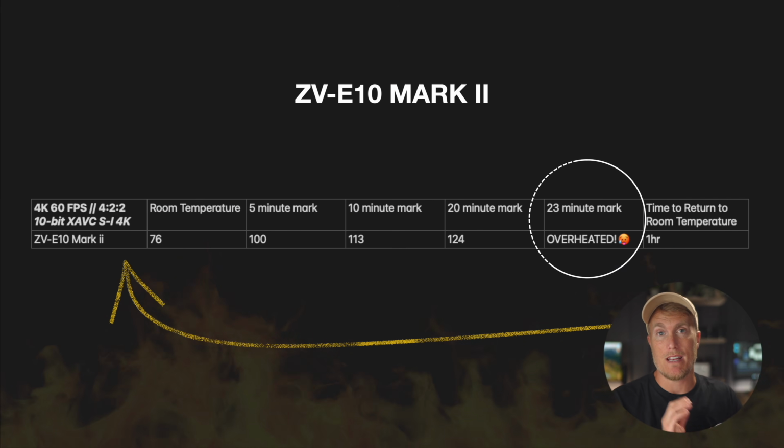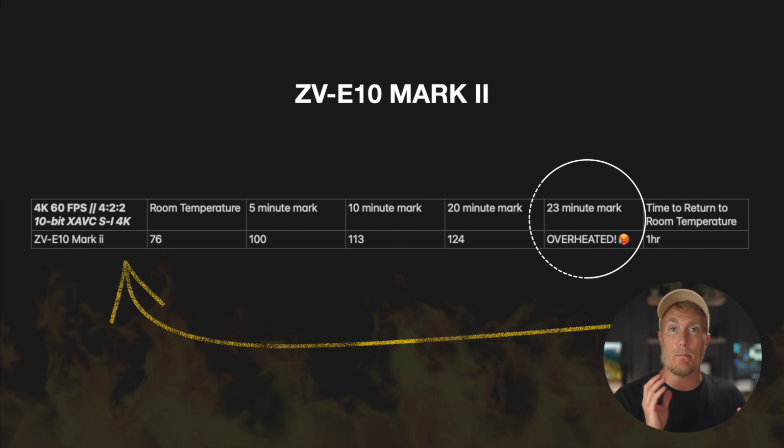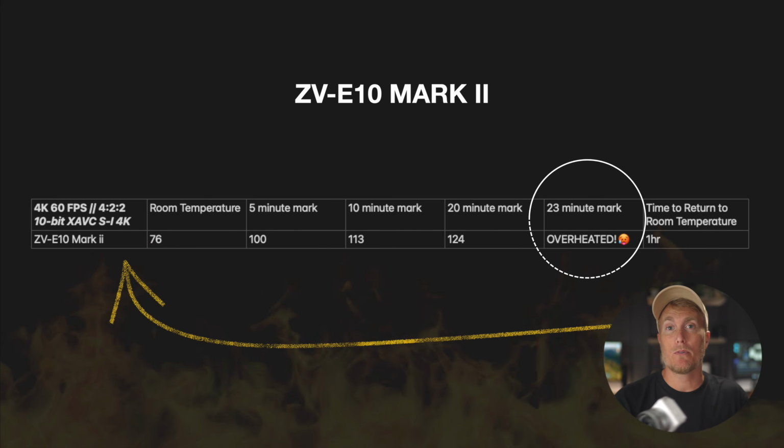The camera got up to 124 degrees in 20 minutes, and then it shut down at the 23-minute mark. Then it took an hour for it to get back to room temperature, and a lot of people complained that this was the same case with the Sony a6700, overheating with these exact settings in about the same exact amount of time.